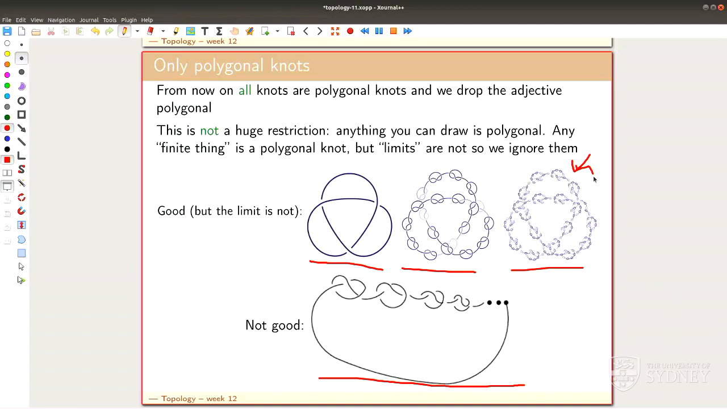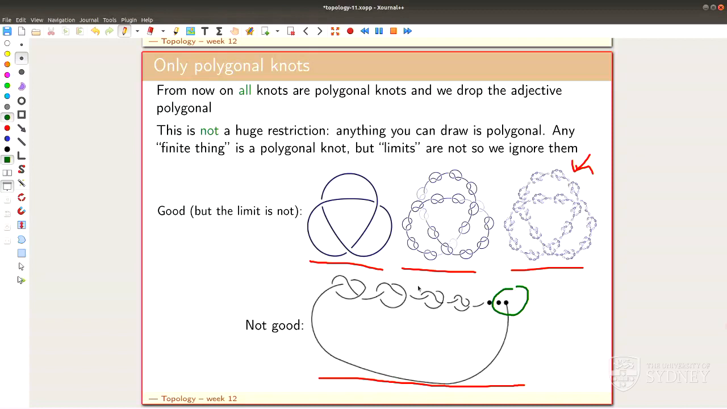So we will throw out those knots. They are not polygon knots. And you can kind of see it already why they're not polygon knots. They kind of get too clustered around a certain point. So here, they get way too clustered around this point here. So you can't draw any finite line segments anymore to approximate the knot.